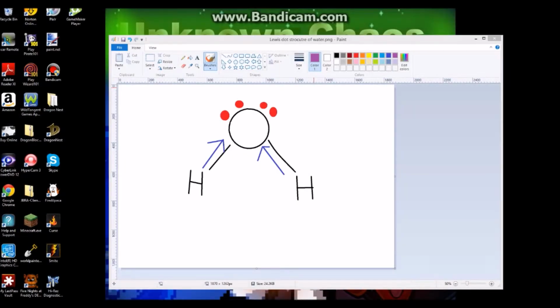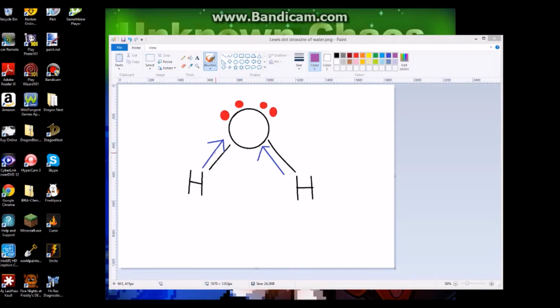So first for this lab, we need to figure out if water is polar or non-polar. And you can figure that out by looking at the Lewis dot structure. So here you have your oxygen, your two hydrogens, the lines connecting them, which represent 2 electrons, and the 4 electrons left over from oxygen.